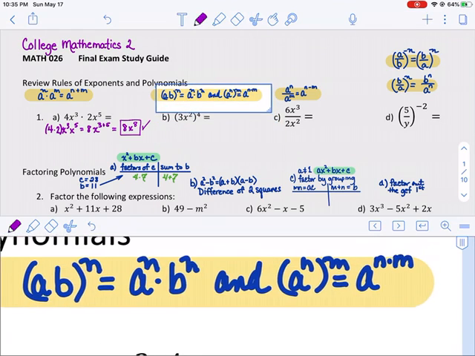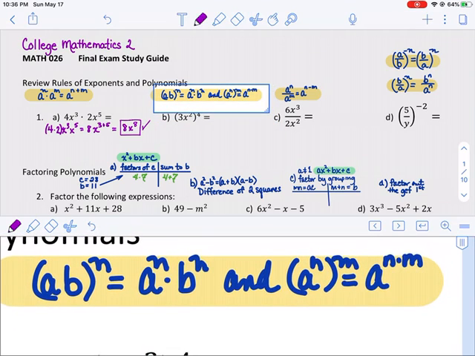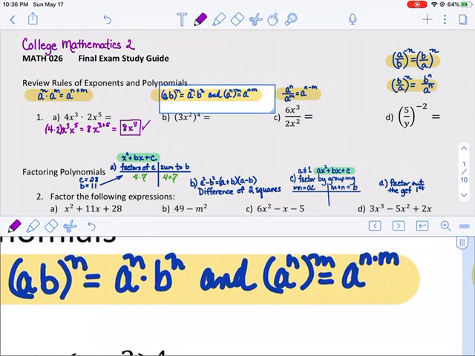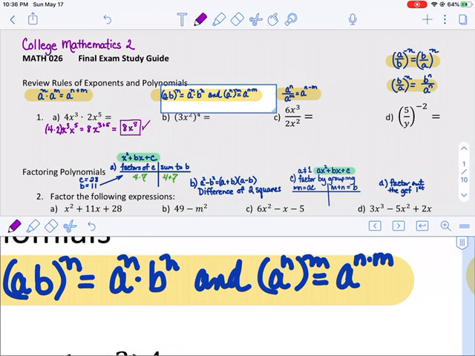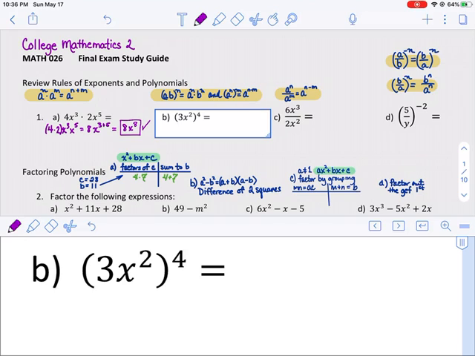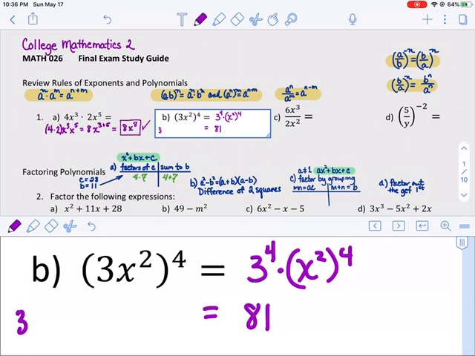Here's the second rule. So the second rule, I'm looking at using the power of a product and then using the power of a power rule. So the first thing I'm going to do is say each one of the factors has to get the exponent, so it'll be 3 to the 4th times x squared to the 4th. And so then 3 to the 4th is, of course, 81. And remember, you can put that into your calculator as such, and then just hit enter.